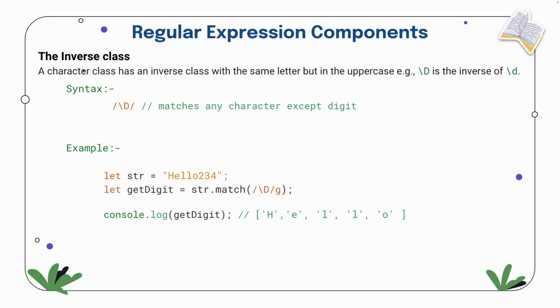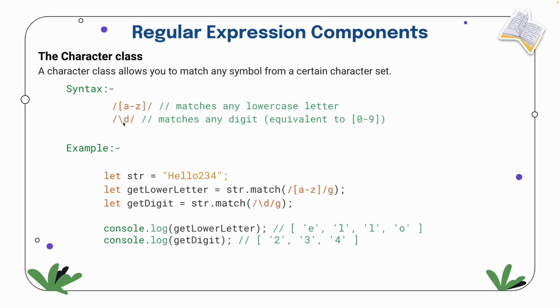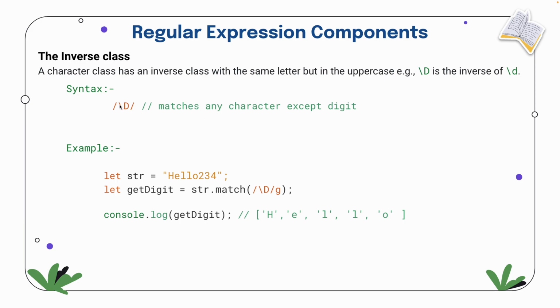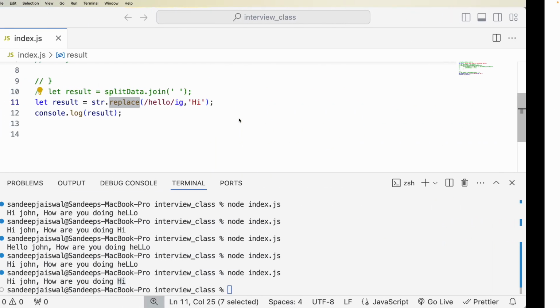Another is the inverse class. Inverse means you can see \d for digit, and in the same way capital \D for non-digit, which is like small a to z and capital A to Z combined. If I do \D, it will return uppercase with lowercase. It's like an inverse of the digit: digit inverse is alpha, alpha inverse is digit. So let's test this out.